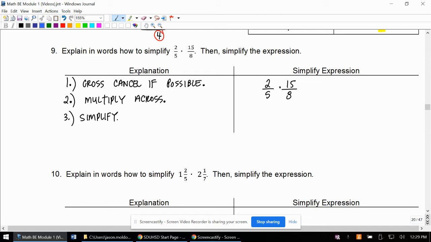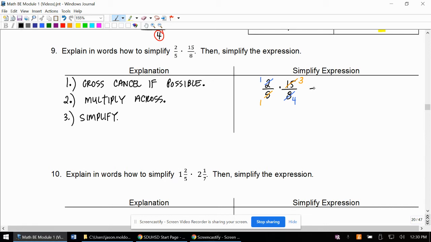Okay, so first step, we're going to cross cancel, and we're going to look diagonally and say, is there a number that goes into 2 and into 8? And if you're not sure, it's usually best to start with a smaller number. 2 goes into 2 1 time and into 8 4 times. So we can cross cancel. And then we're going to look at 5 and 15. Does 5 go into 5? Yep. And does 5 go into 15? It does. So 5 goes into 5 once, and 5 goes into 15 3 times.